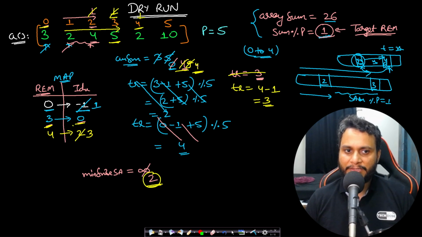Now again I will add this 2 to my current sum. So 4 plus 2 will be 6. 6 mod of 5 will be 1. Now our current sum mod of p value is 1. So what is my target remainder now? It will be 1 minus 1, so it will be 0 simply, right? Even if you do the negative remainder adjustment.